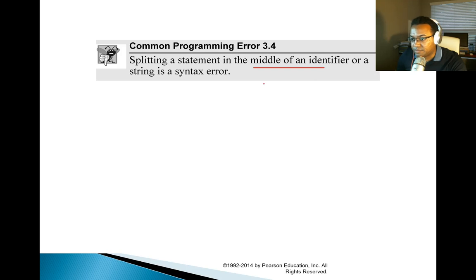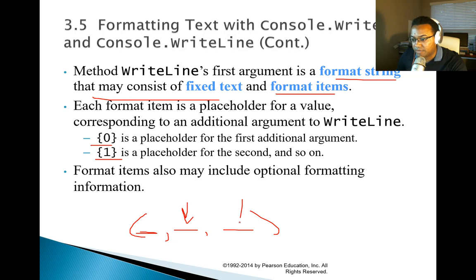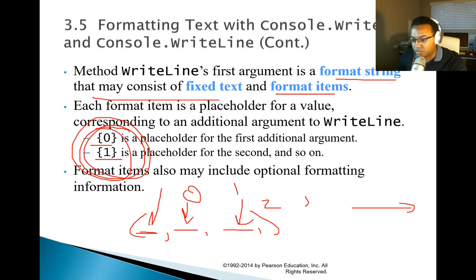Splitting a statement in the middle of an identifier or a string is a syntax error. Method WriteLine's first argument is the format string. We talked about that. That may consist of fixed text or format items. In that case, 0 was the first placeholder and 1 was the second placeholder. All you did was then put those two things in the same parameter after that. That was 0 and 1, comma, and that was the 0 and that was the 1. And so on and so forth. You can keep going. You can have 2, 3, all the way to infinity, as long as you're annotating it in this first little format string, it'll print just fine.